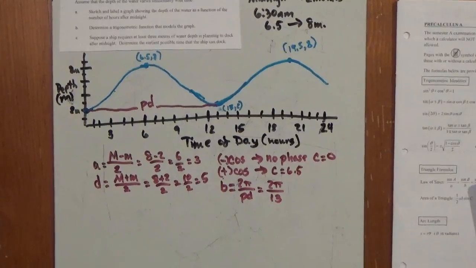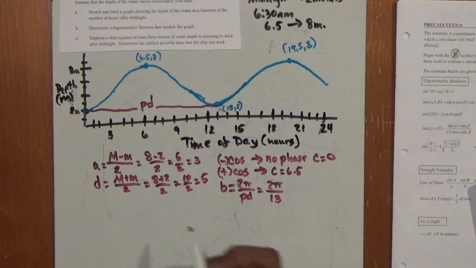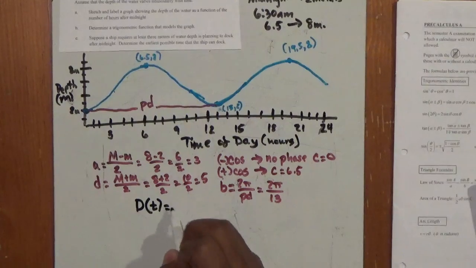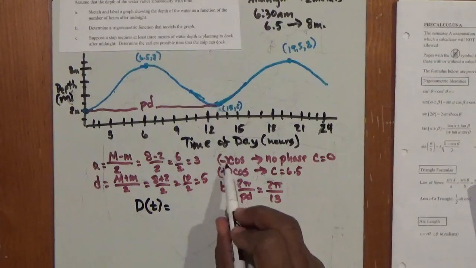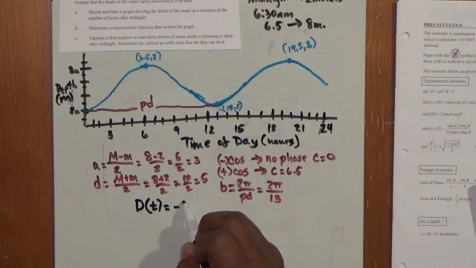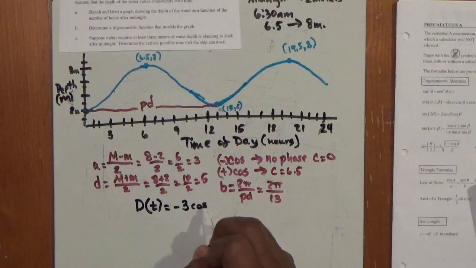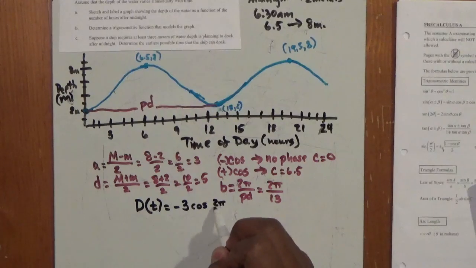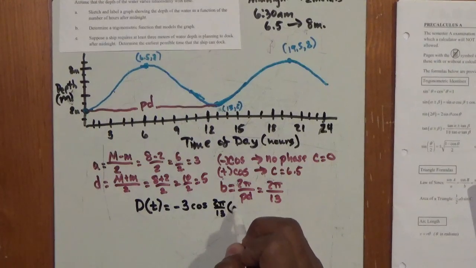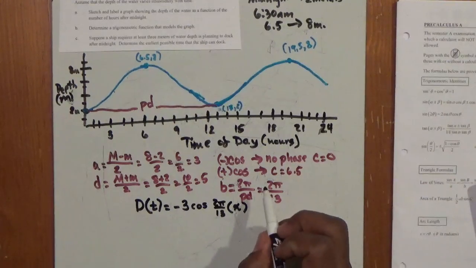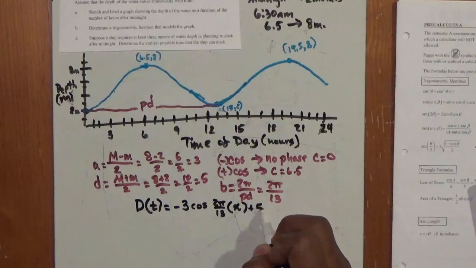So let's write the equation. Determine the trig function that models the graph. The depth at some time t is equal to, now remember we want negative cosine because we're starting at the bottom. So negative, our A value is 3, cosine, 2 pi over 13, x, well x minus 0 or just x, plus 5.